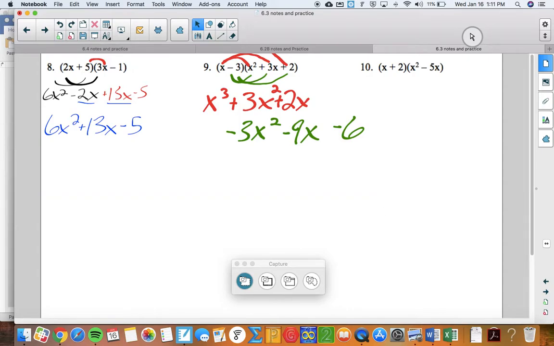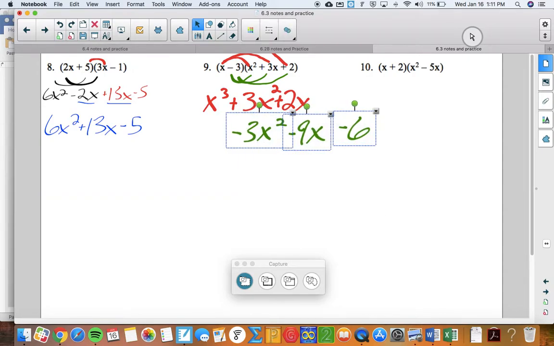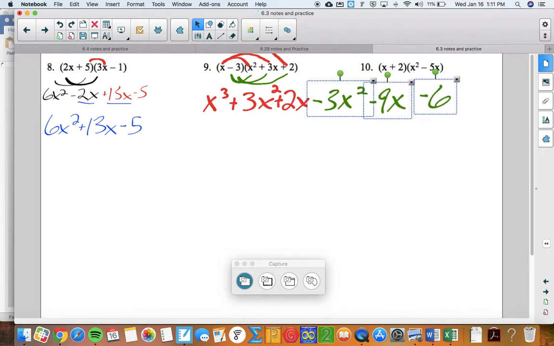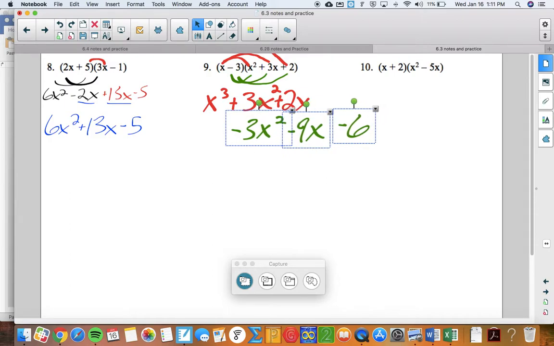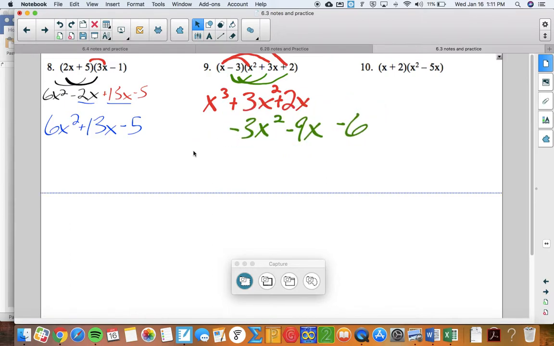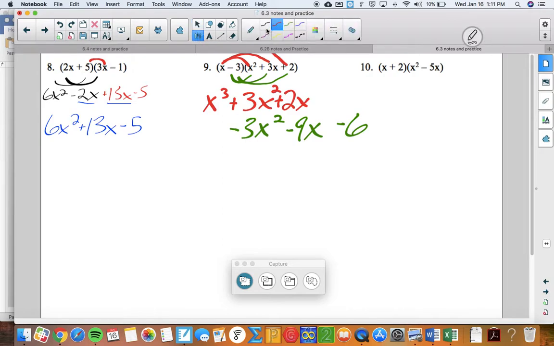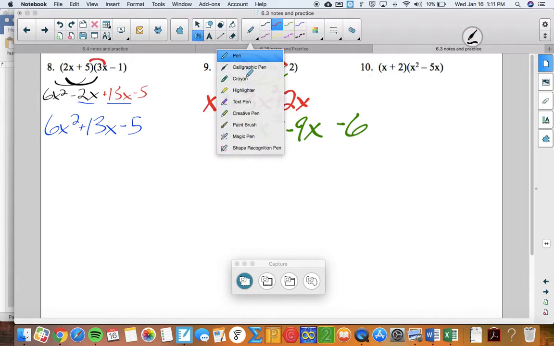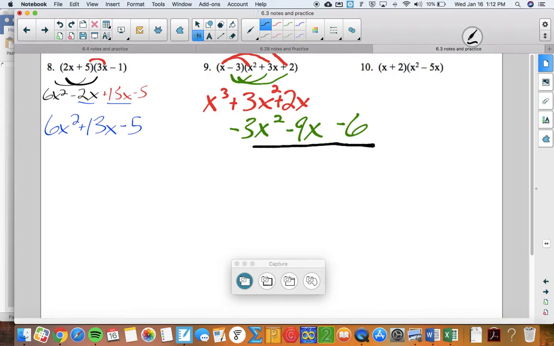Your next step is to combine like terms. So again, it could look like this, and then you have to find your like terms, which isn't a big deal, or you put them on top of each other, and then when you combine like terms, it just looks a little neater, and it's easier for you to just focus on the math versus searching out the like terms.